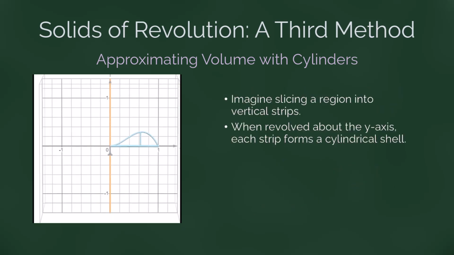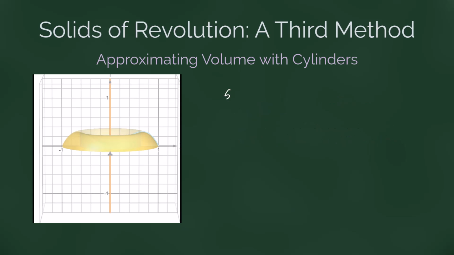When we used the disk and washer method, we always chose a representative section that was perpendicular to our axis of rotation. Now we're going to imagine slicing our region into vertical strips that are parallel to our axis of rotation. When we revolve such a region about the axis, it's going to form a cylindrical shell. Like before, we're going to consider the area of the object that we've created with our rotation, but now we'll be looking at the surface area.